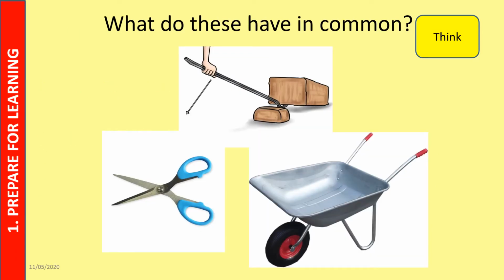This is our starter activity. Have a look at these three pictures and see if you could work out what they have in common. Pause the recording here while you think. There's three things really that you might have noticed about these three pictures that they have in common. One, we've just finished talking about moments, so you could have noticed that they all involve moments or some kind of turning force. The second thing you might have noticed is that they all have some kind of fulcrum or pivot. And the third thing, which you may or may not have noticed, is they're all examples of something we call a lever.